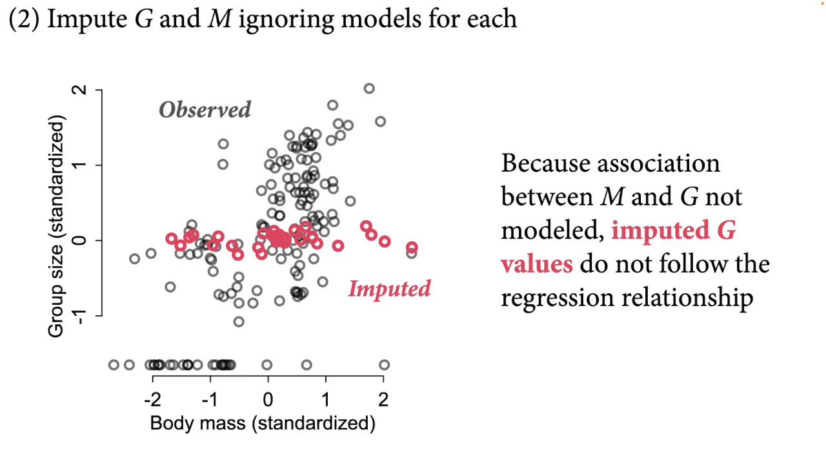Now, what about the relationship between body mass and group size? The model we just ran is silent on this because there's no coefficient to connect these two variables, even though we believe body mass is related to group size. It's certainly strongly associated in the sample, and you can see that in the plot on this graph in the black points. That's the raw data. There is an association. It's not nearly as strong as the association between body mass and brain size, but they're associated. But look at the imputed values in red.